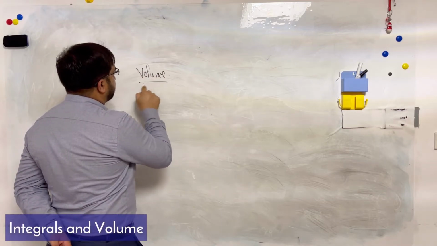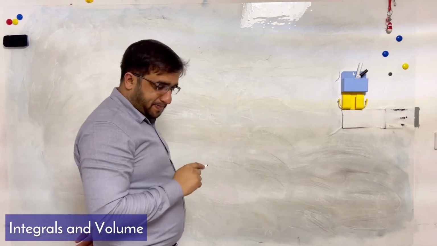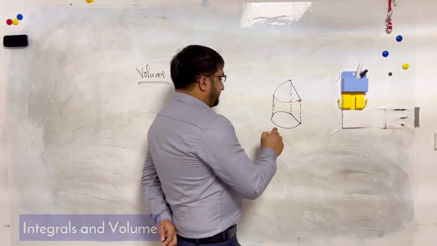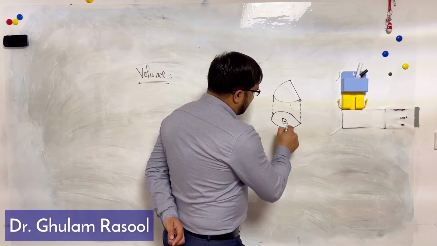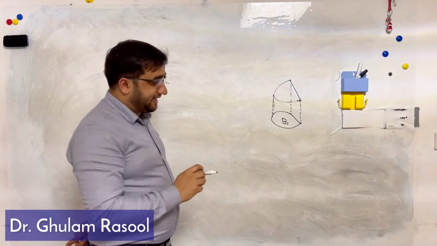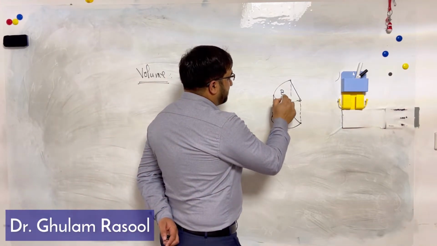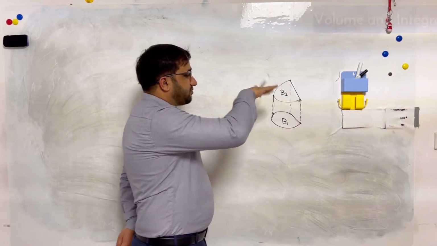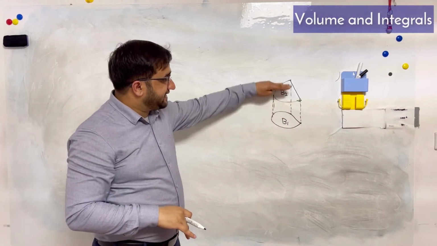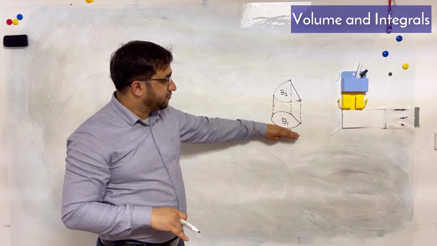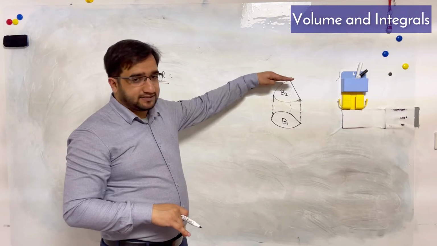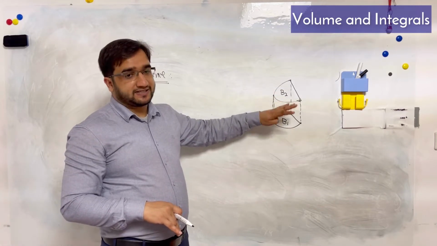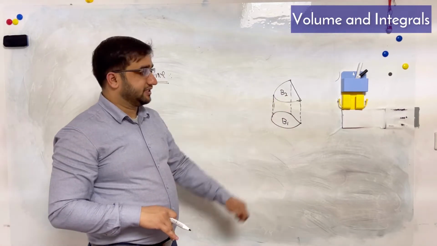What is the definition of a volume, by the way? Suppose this is the bottom, I say this is B1, and this is the corresponding parallel region having the same size as B1. So both B1 and B2 are the same, but they are adjacent to each other.